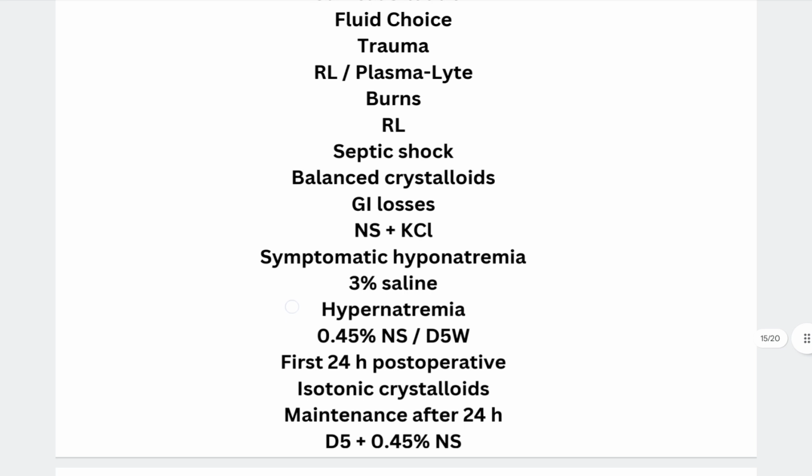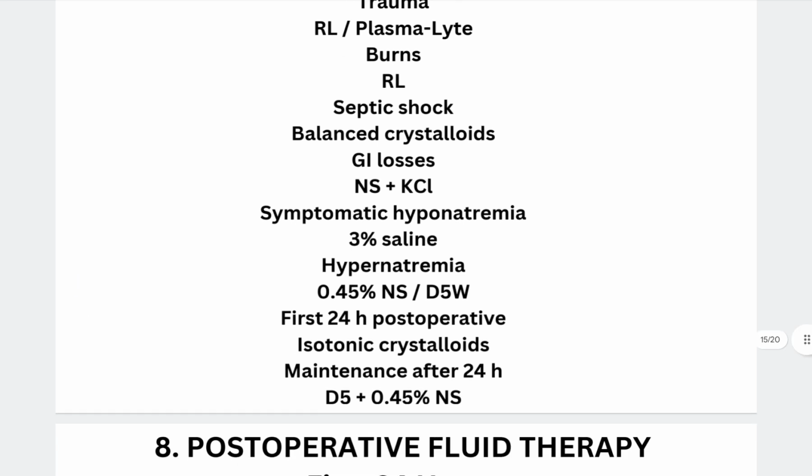If we are dealing with hypernatremia, instead of using hypertonic saline, we can use half normal saline or 5% dextrose fluid. In the first 24 hours post-operative period, always use isotonic crystalloids. Avoid normal saline and avoid excess crystalloids during the initial 24 hours post-operatively, because the patient will be having surgical stress and leaky capillaries, so it leads to accumulation of third space losses.